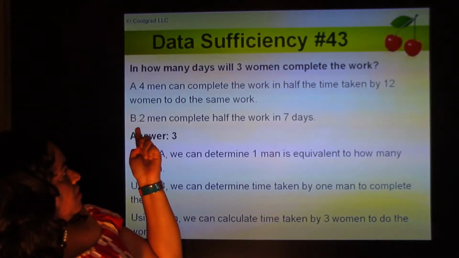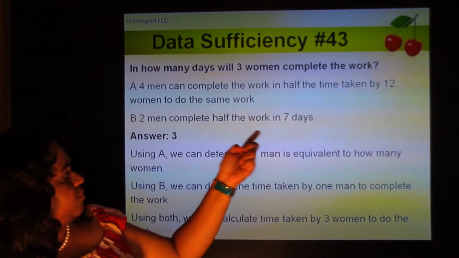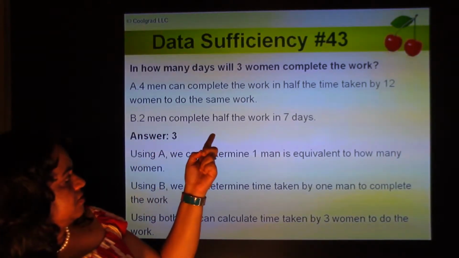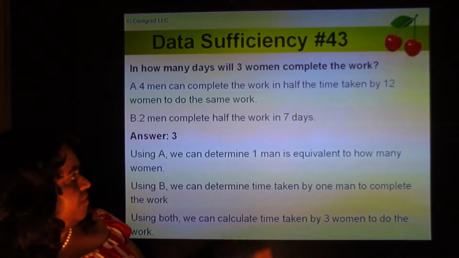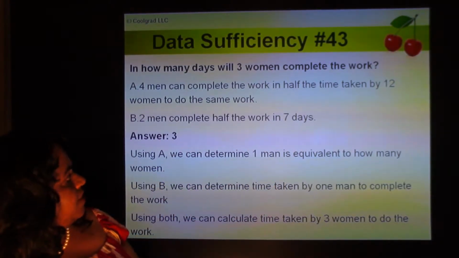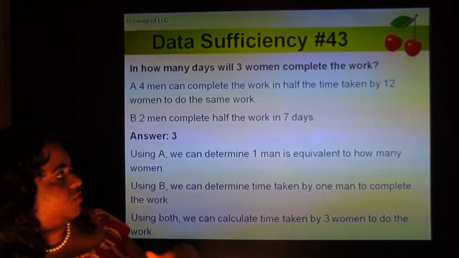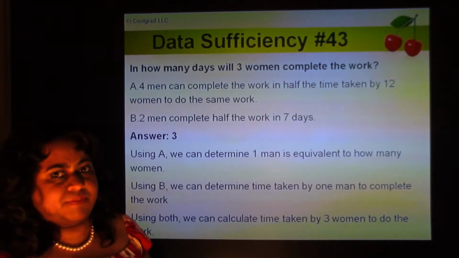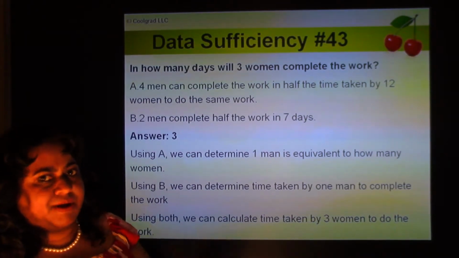Using statement B alone, 2 men complete half the work in 7 days. So we clearly know that 1 man can complete the work in 14 days. So from this we know exactly how much time 1 man takes to complete the work. In statement A, we just know the ratio of time taken between men and women, but we don't know how many days they take to complete the work. But in statement B, we know exactly how much time 1 man takes to complete the work.